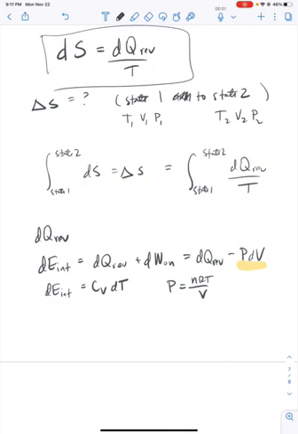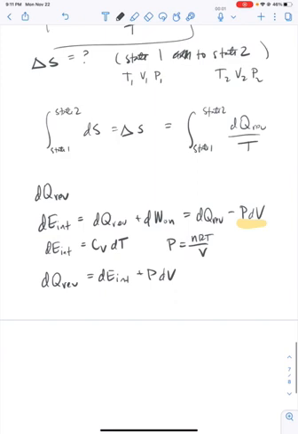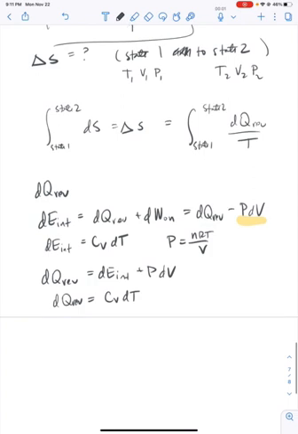Okay. So now we will solve this equation for dq. So that's dE internal plus P dV. We're going to make those substitutions that we just talked about. So that's dq reversible equals CV dT plus nRT over V dV.